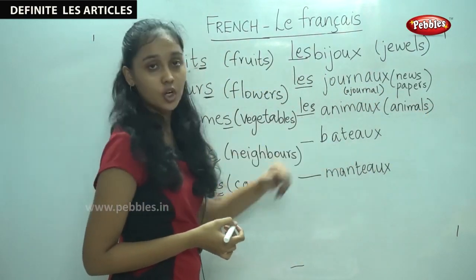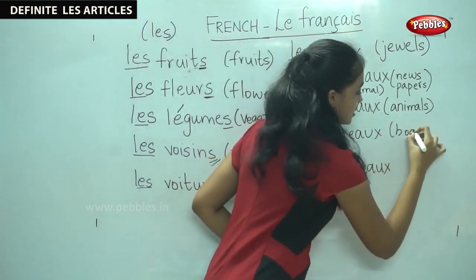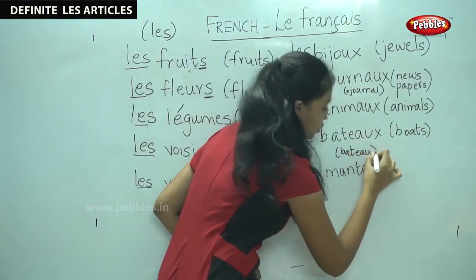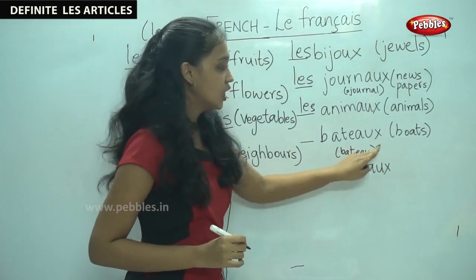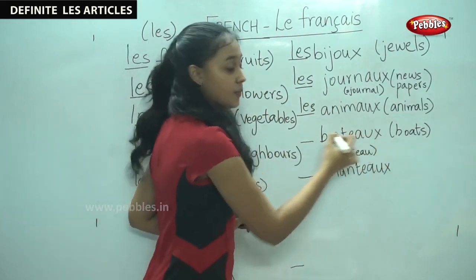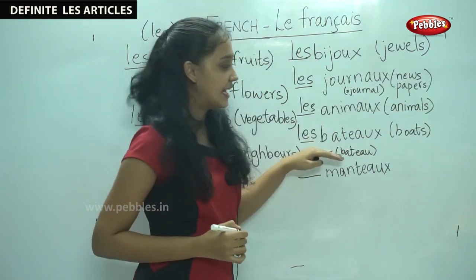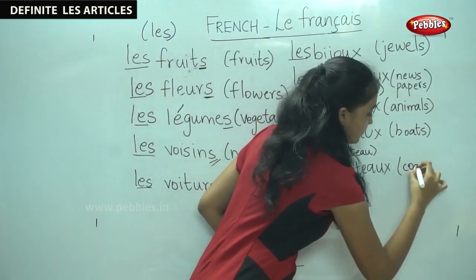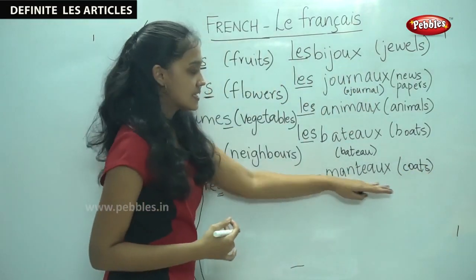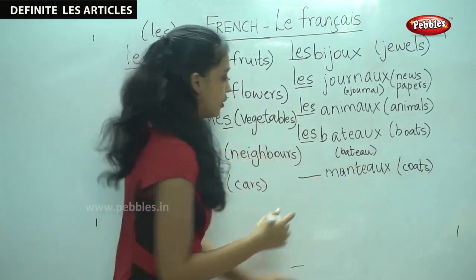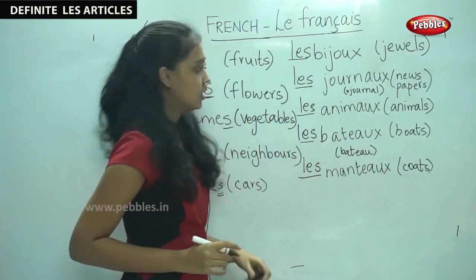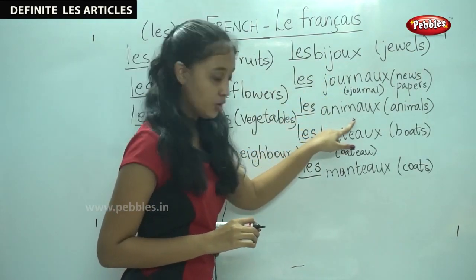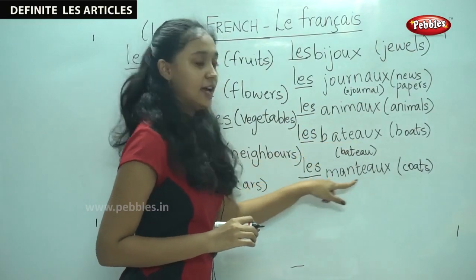The next word is bateaux. Bateaux means boats. In the singular form, this would be B-A-T-E-A-U. That would be the singular form. In the plural, we add an X. So, since it is in the plural form, we use L-E-S. Les bateaux. The next word is manteau, which means coat. The coat that we wear. Since this AUX indicates it is in the plural form, therefore we say les manteaux. Okay, let us see these once again. Les bijoux, les journaux, les animaux, les bateaux, les manteaux.